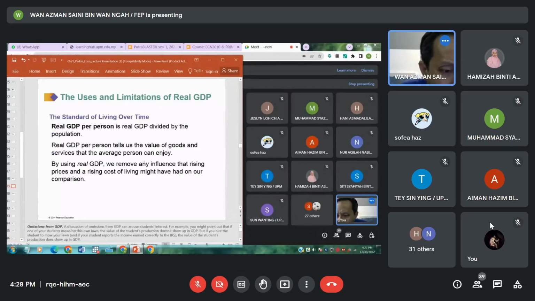Alright, so this is what I say, real GDP per person, which is total GDP divided by population.